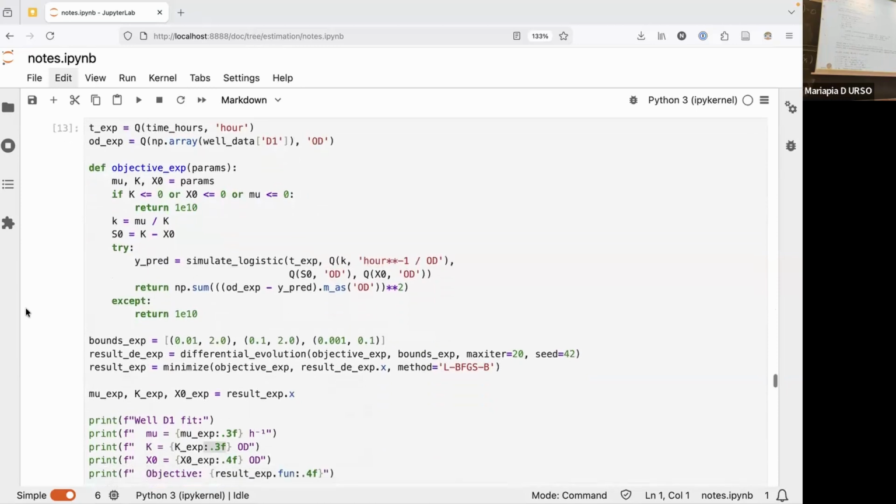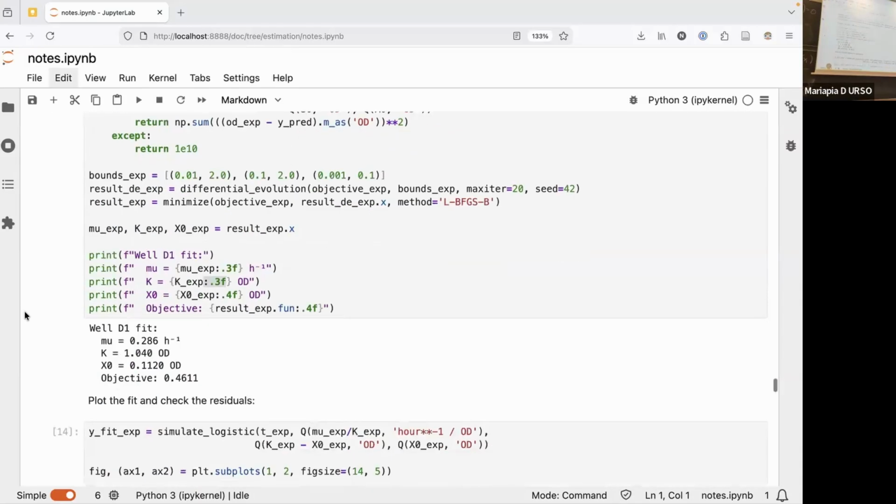Well, we know how to do that. So we do, again, our scheme. We do differential evolution, then minimize. Of course, minimize is the function minimize, which is gradient descent. And then we see what it tells us. Of course, it finds some values, which is good.